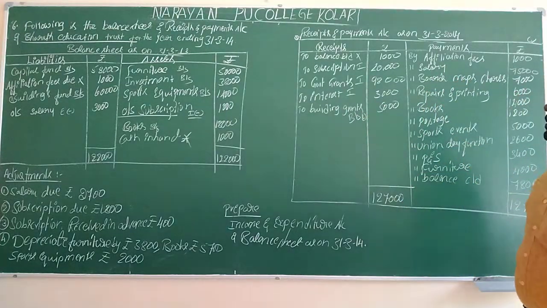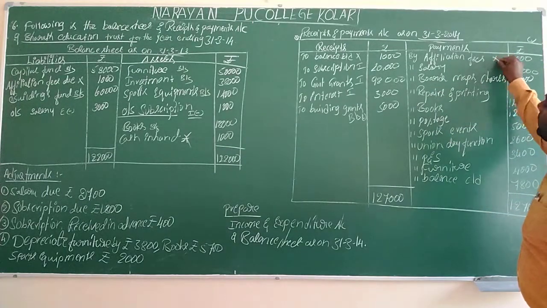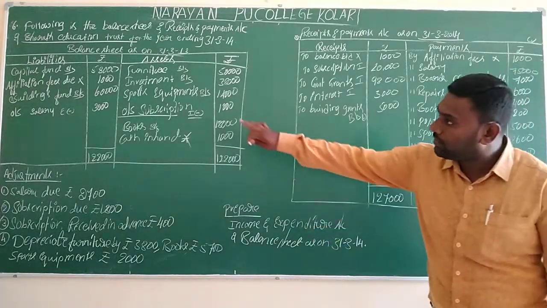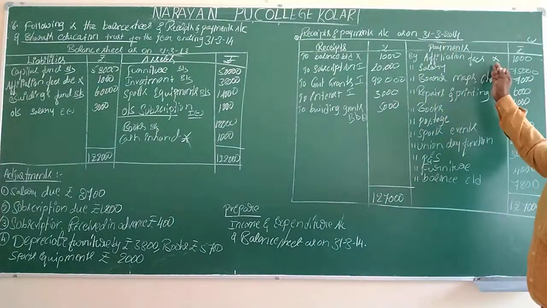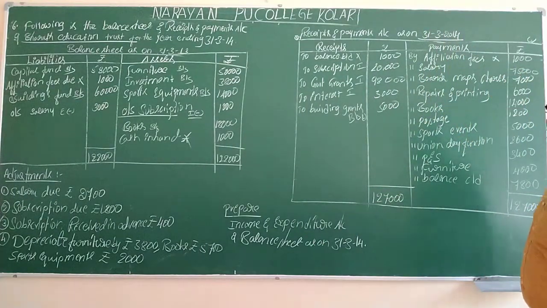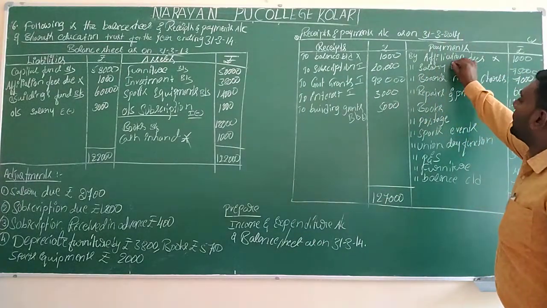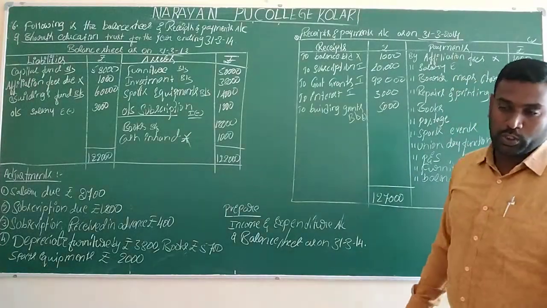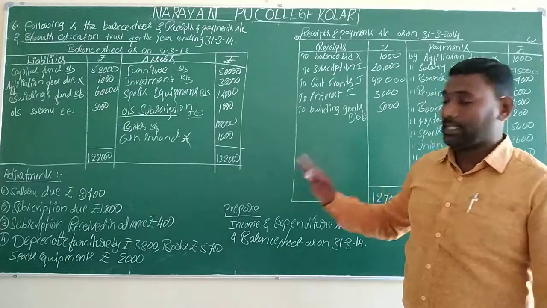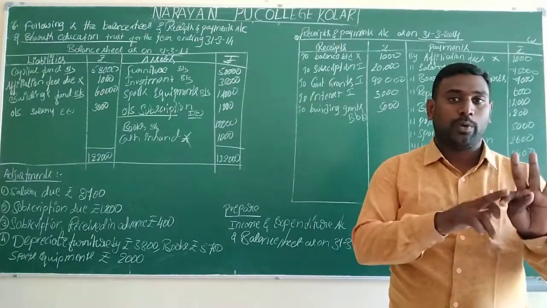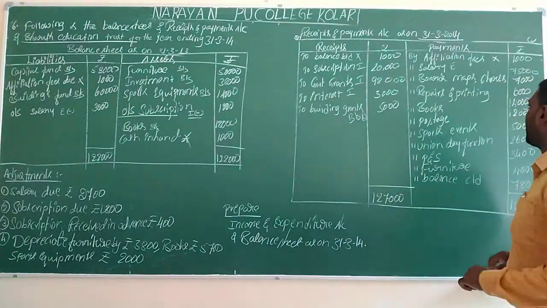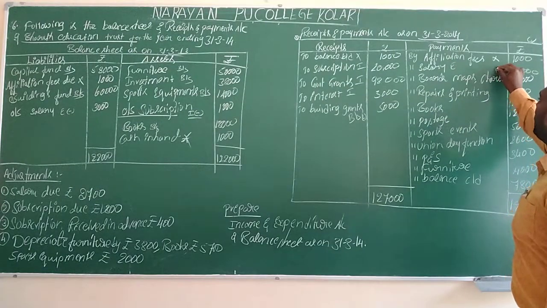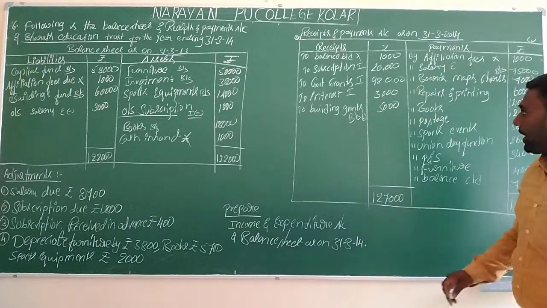Let's come to the payment side. By affiliation fees. So affiliation fees we won't transfer, because the affiliation fee will be carried forward from the previous balance sheet to the ledger accounts only. Salary expenses, boards, maps and charts. For the sake of an education institution, whatever assets we have in these books, boards and maps will be considered as an asset. So it will come to the new balance sheet only.